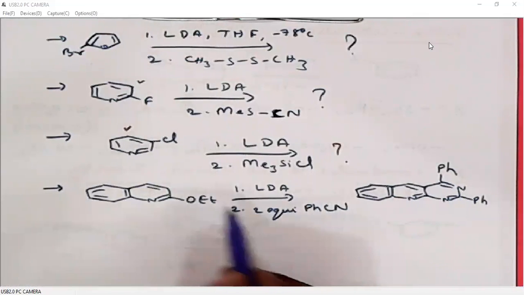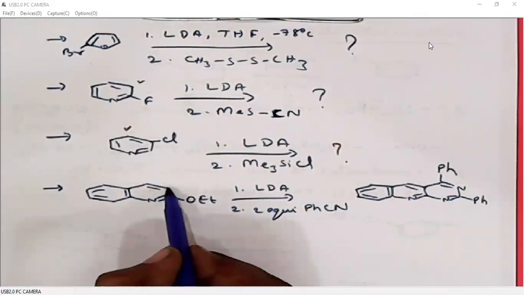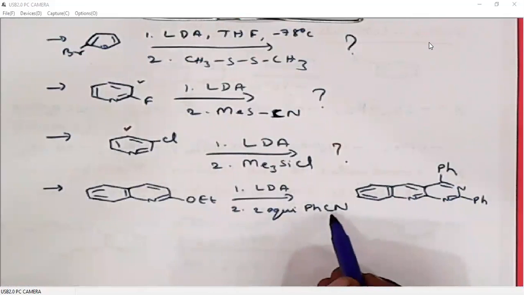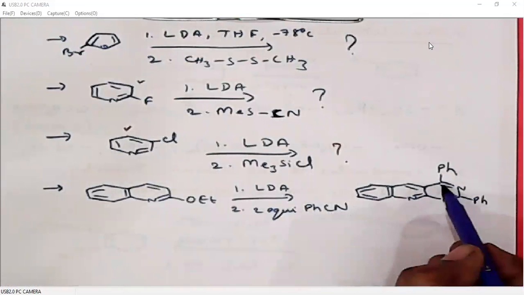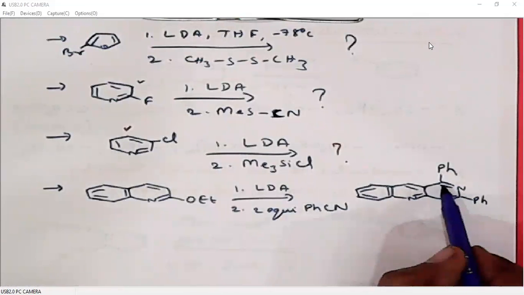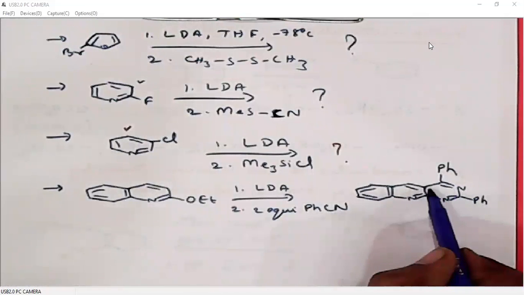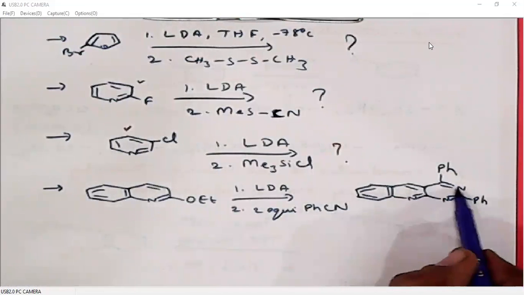Obviously, it will undergo ortholithiation here. So the anion generated here will react with this nitrile group. The nitrile carbon is electropositive. This anion will attack the nitrile carbon. Then one of the pi bonds of the C triple bond N will be polarized towards nitrogen. So it becomes C double bond N.